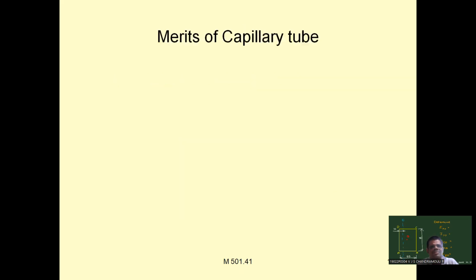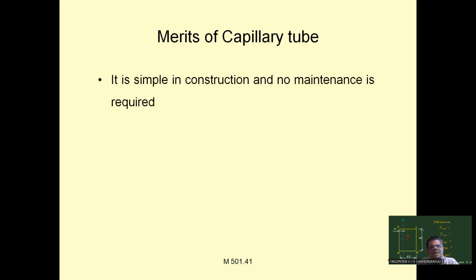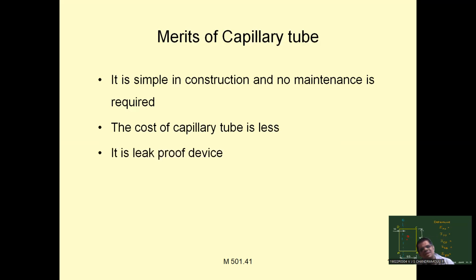That's all. And coming on to the merits or advantages of the capillary tube, it is simple in construction and there is no maintenance. There are no moving parts. Simply it is a tube. That's all. That's why there is no maintenance required. And the cost is also very, very less. And it is a leak-proof device since it is made of copper, and there are no chances for leakage.